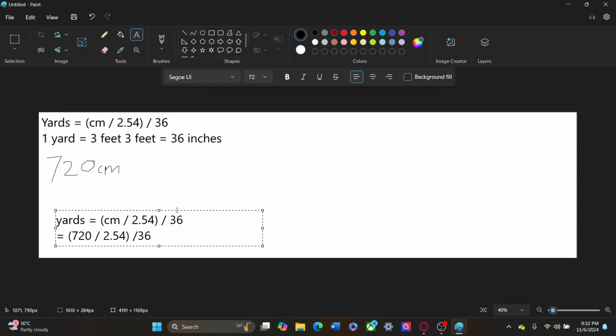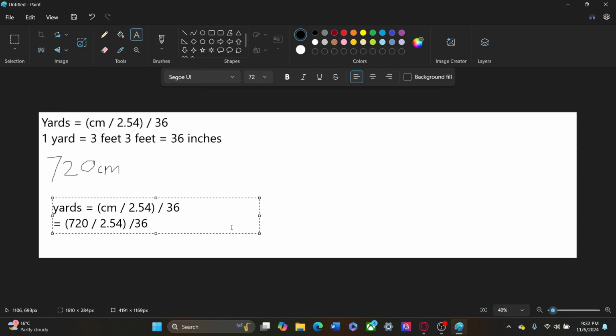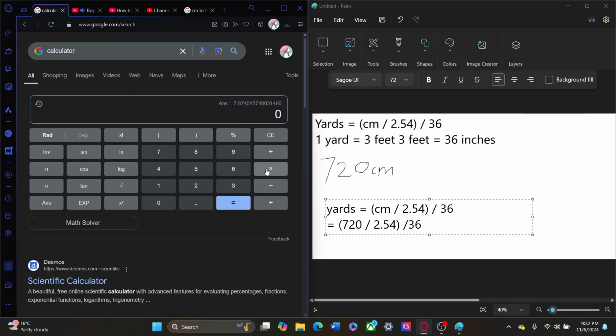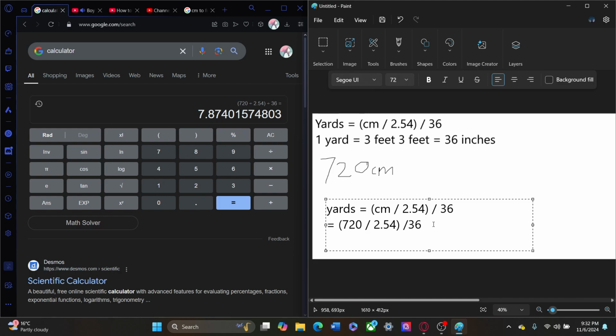That will look like this. 720 divided by 2.54, close, divided by 36. That's the number to look like. Equals 7.87401. You could do that.